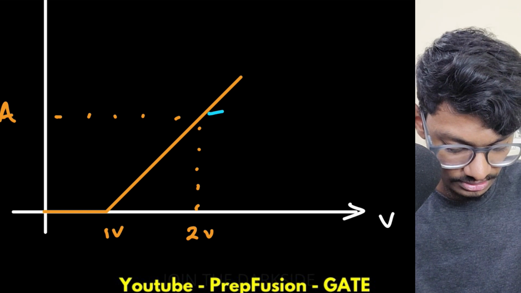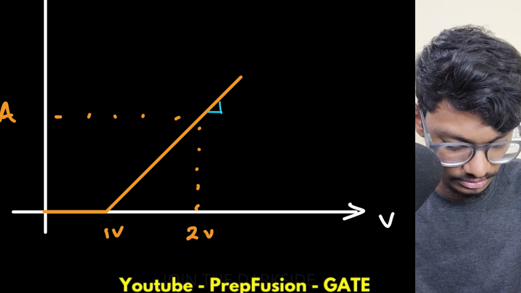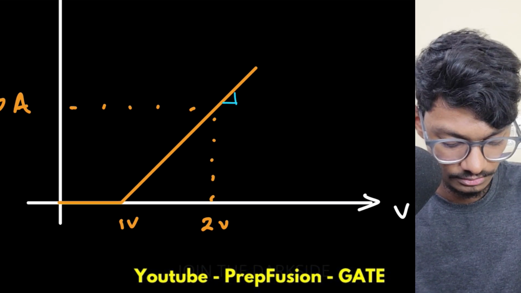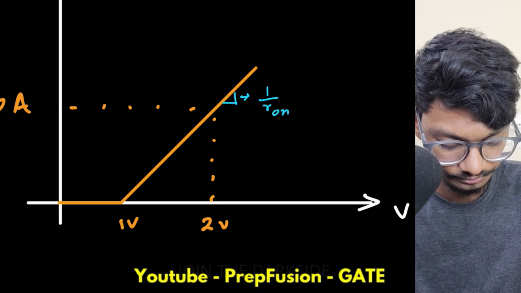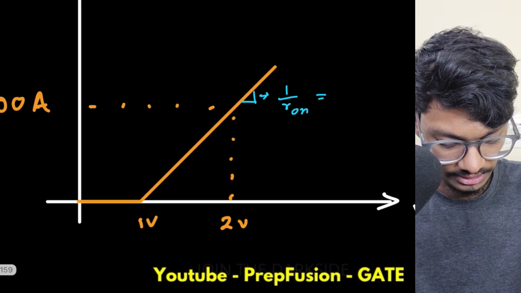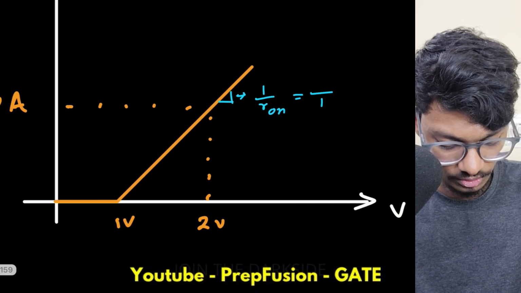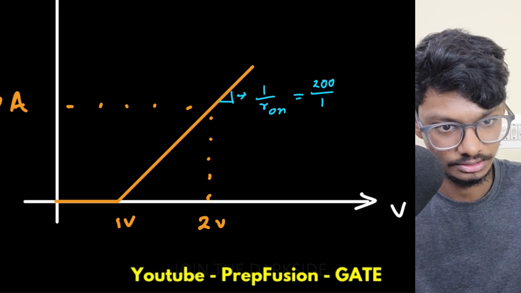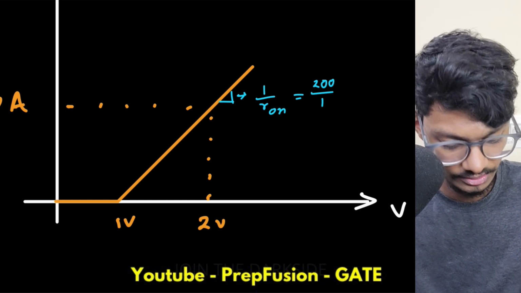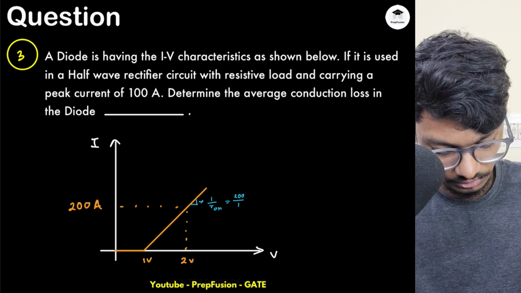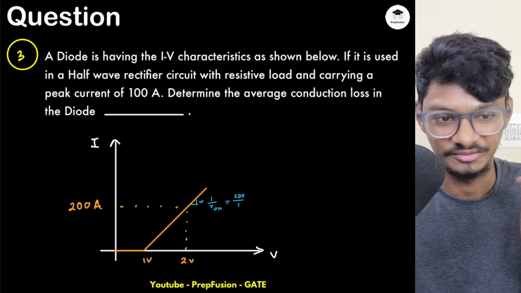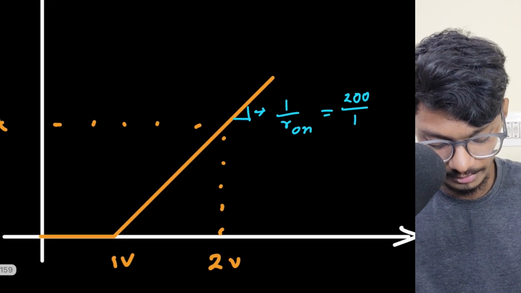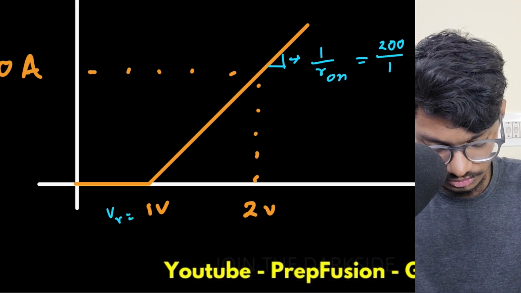So the slope of this gives us the on resistance. What is the slope? The slope is basically di by dv, so it will be 1 by R on, which equals dI is 200 and dV is 1, so 200 by 1. So R on will be equal to 1 by 200 ohms, a very small number. Then this is the V gamma.